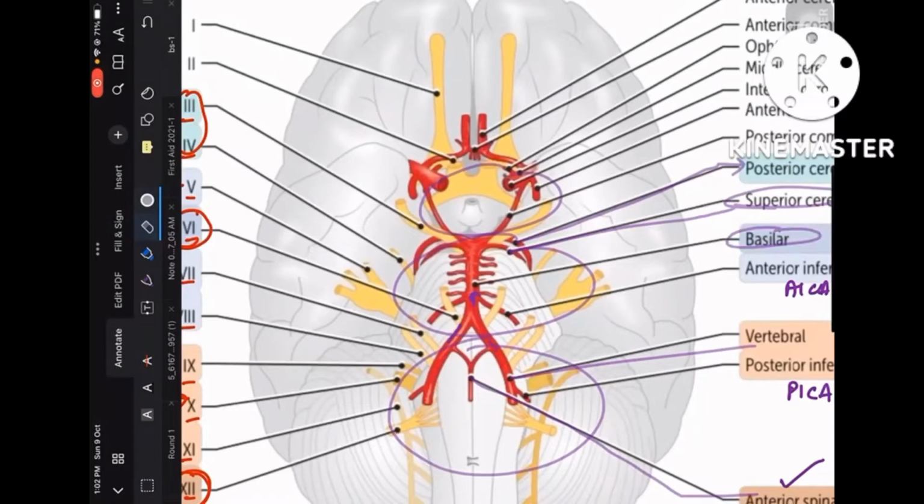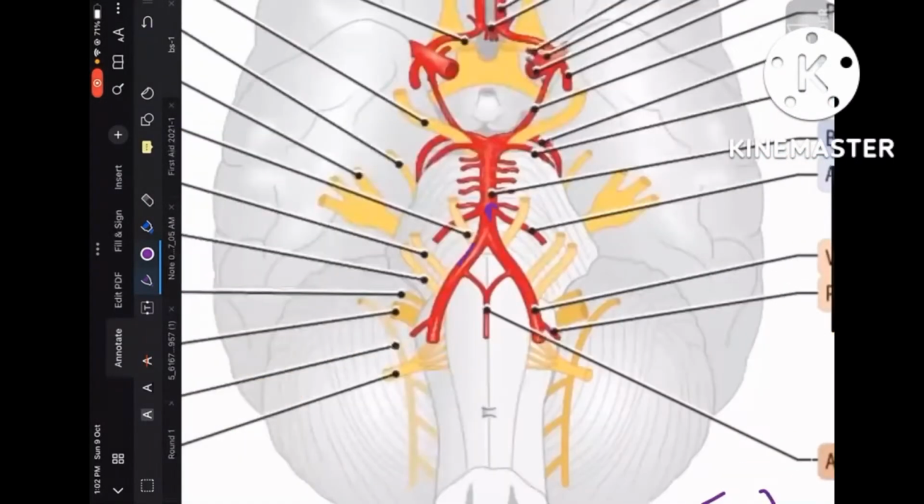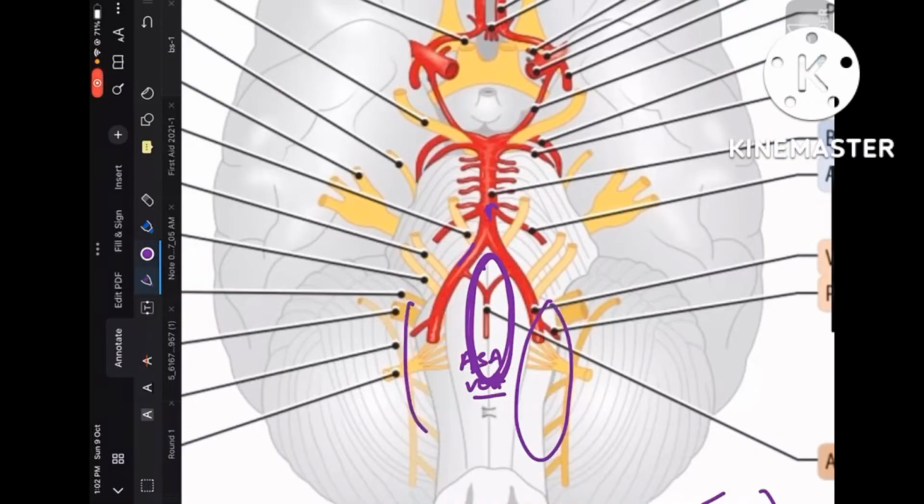Let me erase this for you. See, in the center you have the anterior spinal artery and vertebral artery. So the medial side of the medulla is supplied by the anterior spinal artery and vertebral artery, whereas the lateral medulla, this area here, is supplied by PICA.